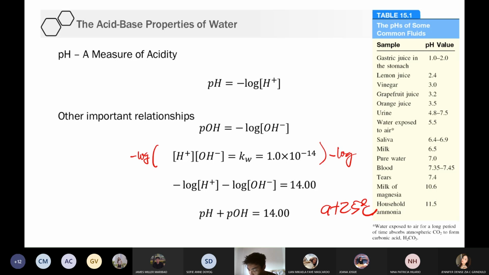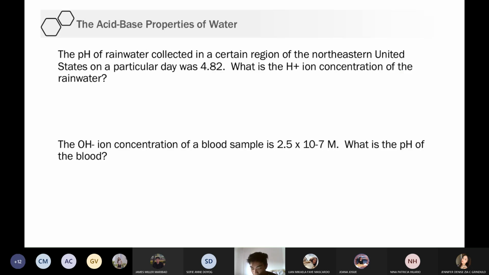Okay? So, let's try to answer some basic problems. The pH of rainwater collected in a certain region in the northeastern United States on a particular day was 4.82. What is the H plus concentration of the rainwater? Ito na, nagawa na natin yung ganitong problems sa chapter 1. So ano meron tayo? We have pH. We are going to convert it into H plus concentration. How? Remember, we have pH equals negative log H plus.